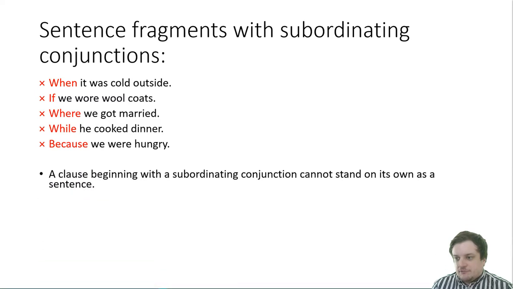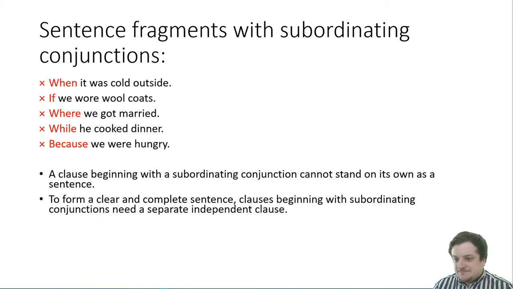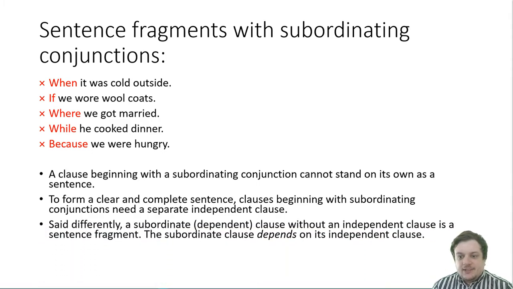So I'm going to give you a few different rules. Each of these is really the same thing, said in a different way. But a clause beginning with a subordinating conjunction cannot stand on its own as a sentence. Therefore, to form a complete sentence, clauses beginning with subordinating conjunctions need a separate independent clause. Said differently, once again, a subordinate or dependent clause without an independent clause is a sentence fragment. The subordinate clause depends on its independent clause. The dependent clause depends on its independent clause.